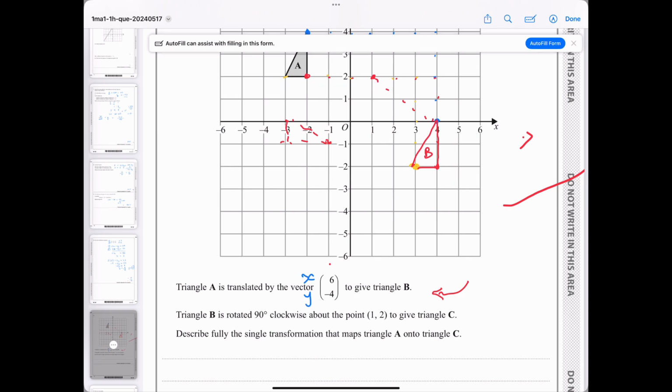1, that doesn't look right. Okay, we'll just survive.